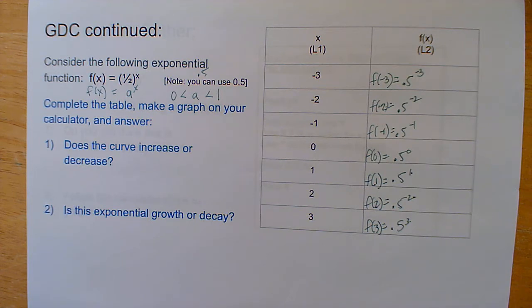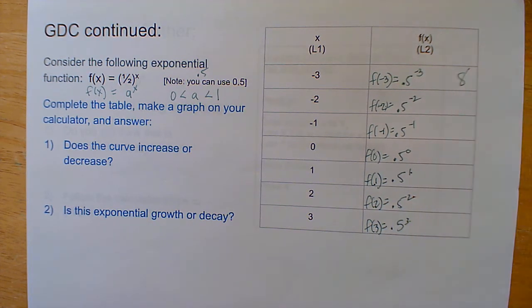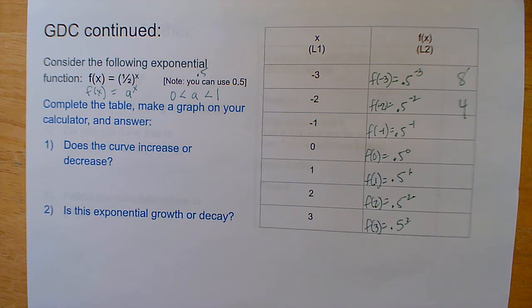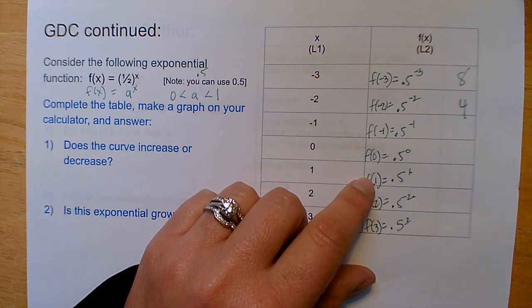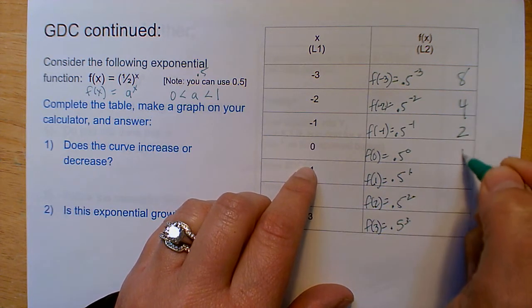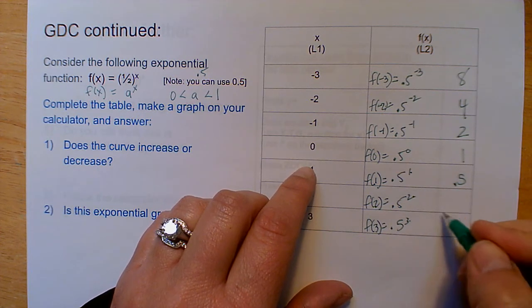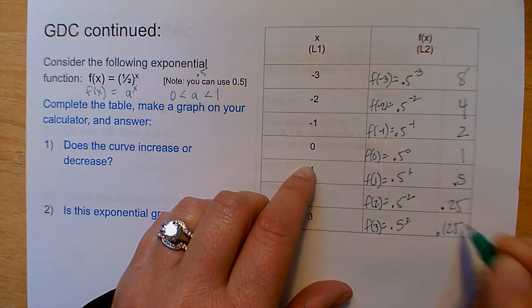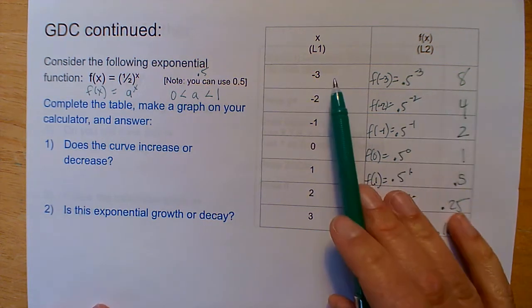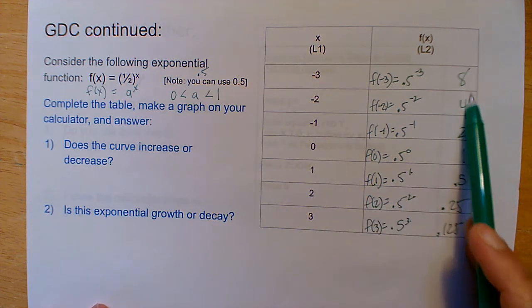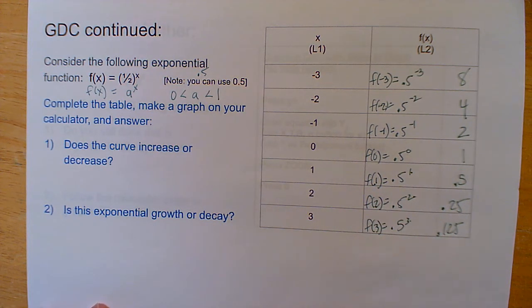And so let's do 0.5 raised to the negative 3, 0.5 raised to the negative 2, 0.5 raised to the negative 1, 1, 0.5, 0.25, and 0.125. Okay, so as you can see here, you're probably getting the feeling, as we're coming from the left, remember negatives, going to the right, our numbers are decreasing. So it definitely looks like exponential decay.